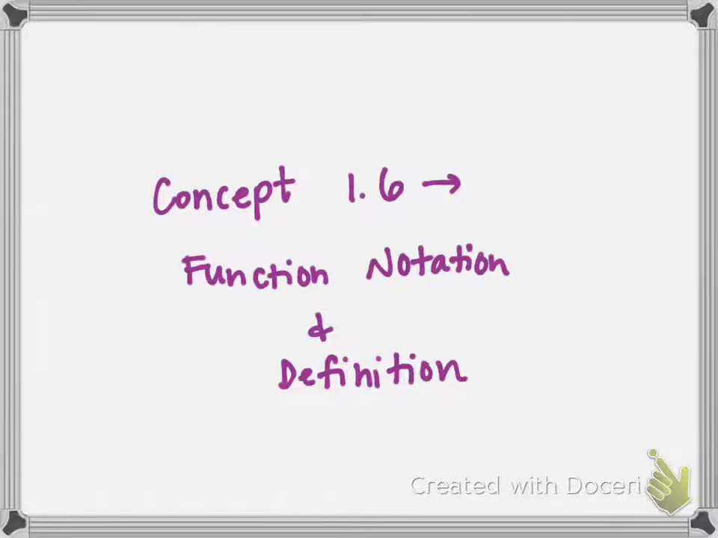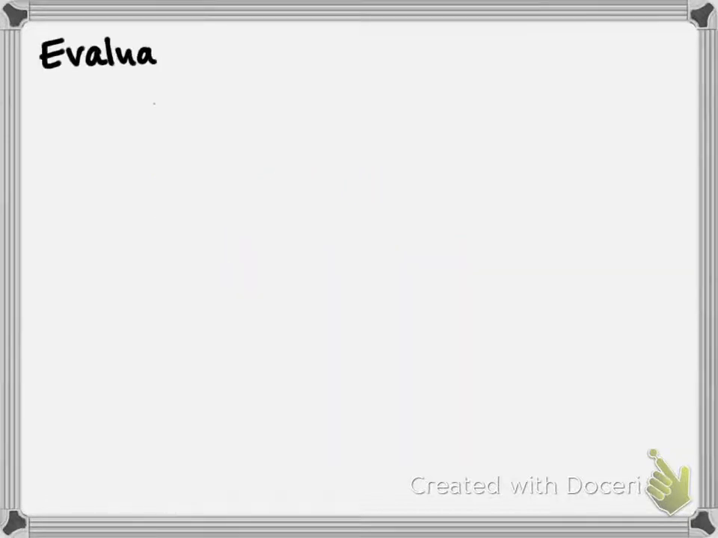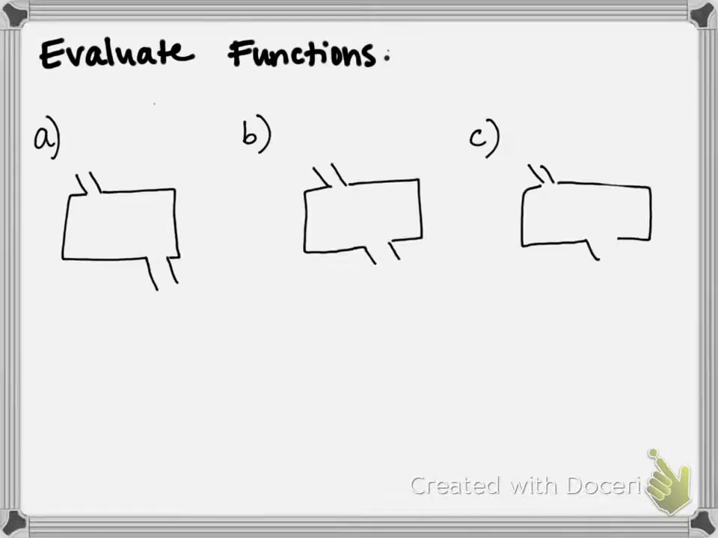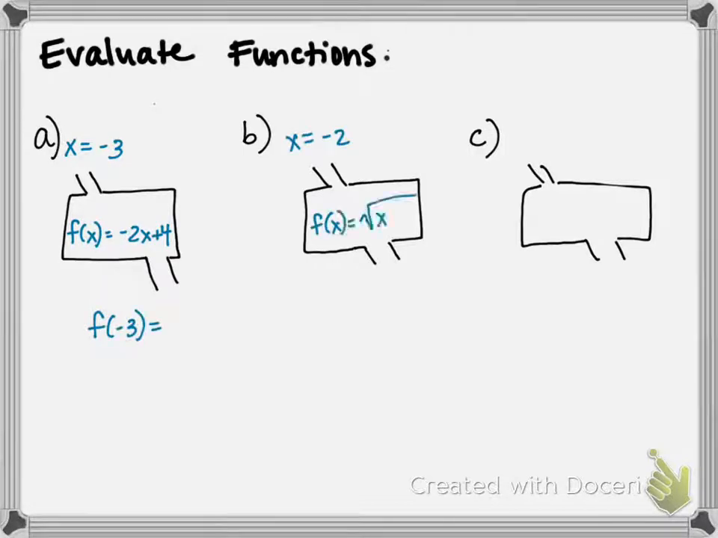All right, we're going to start talking about concept 1.6, which is function notation and definition. There's just going to be two parts here. You should have that worksheet that you can follow along with, and I'm going to move us on. The first thing we're going to talk about is evaluating functions. You're going to see on your paper 3 different function machines, and we're going to be using those function machines with the equations inside to evaluate functions, all right?